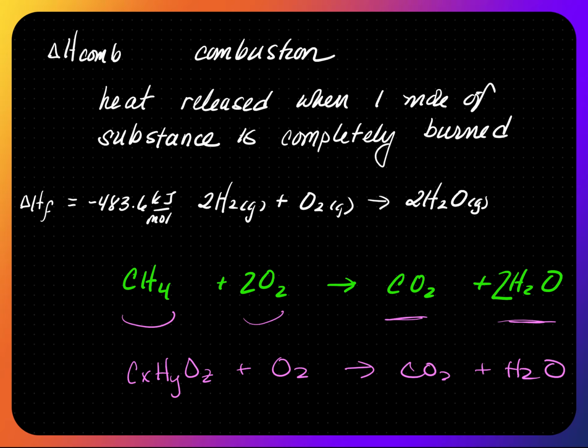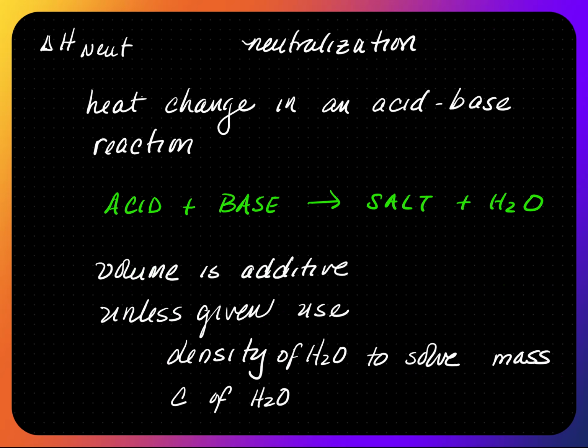It could also be a bomb calorimeter. You burn the food being combusted, and all the heat goes into the water and the bomb calorimeter. Here too, you want to use units of joules per mole or kilojoules per mole, because delta H is for 1 mole of substance. The third way enthalpy will be written is in a neutralization reaction.